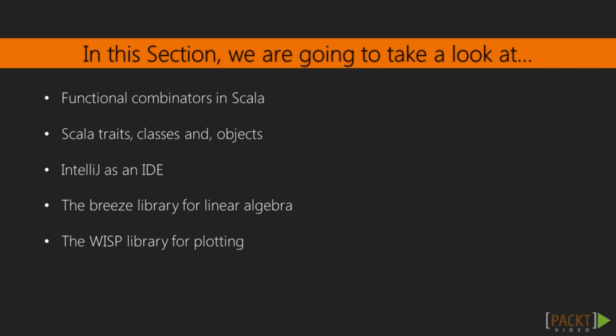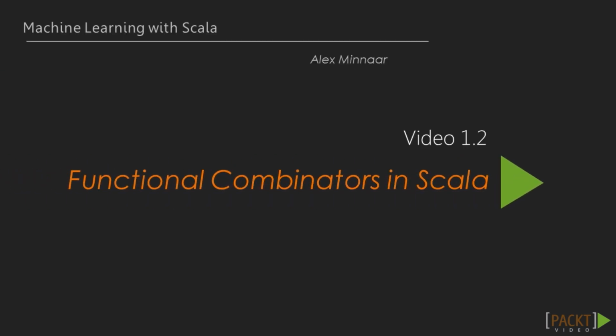First, we will look at the functional combinators in Scala. Then, we will learn about Scala traits, classes, and objects. Then we will look at IntelliJ IDEA, which we will use as an integrated development environment for this course. Then we will look at two important Scala libraries, the Breeze library for linear algebra and the Wisp library for plotting. In this first video, we will introduce functional combinators, which are a fundamental part of the Scala language.